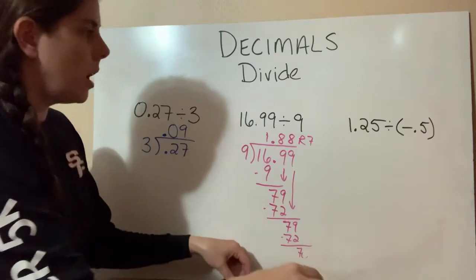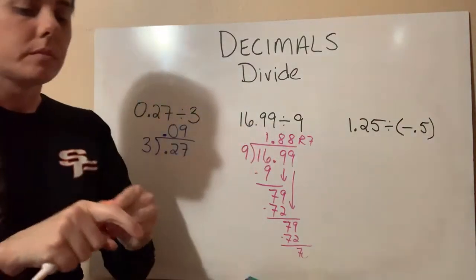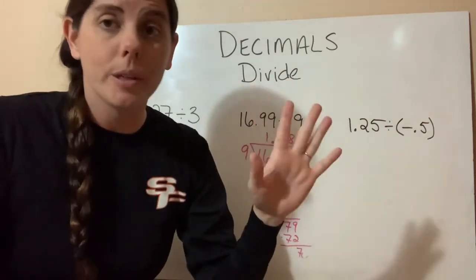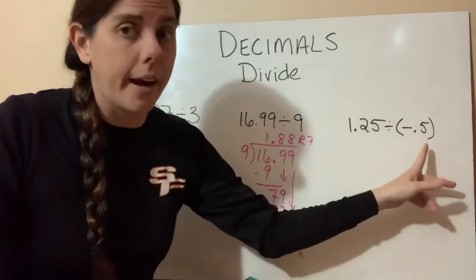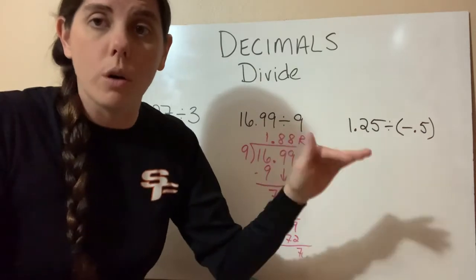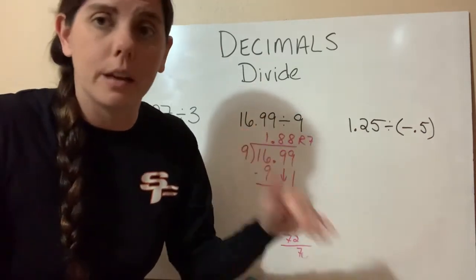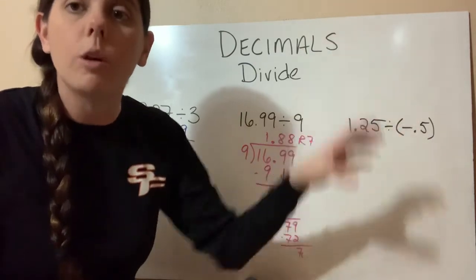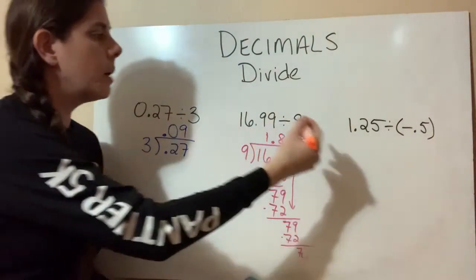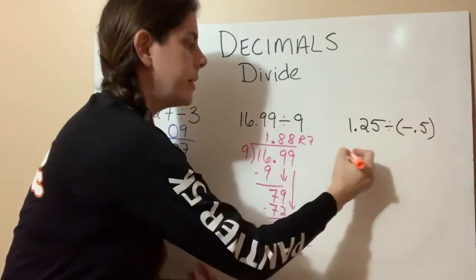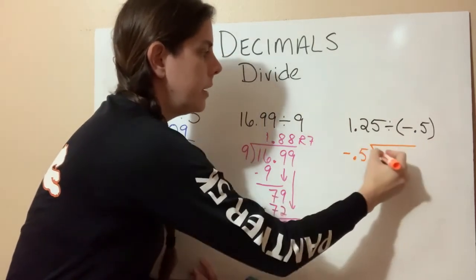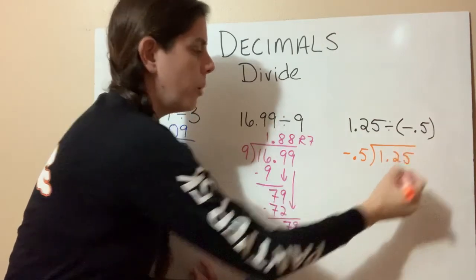So this last problem I said was going to be a little bit trickier, and it's not because this is a negative. In chapter 3, we already learned our properties of integers. A positive number divided by a negative number will equal a negative number. So we already know that our quotient, or our answer, will be negative. So how do we perform the operation? How do we get our answer? Well, we're going to set it up the same way we do here. This is our divisor. So we're going to have a negative 0.5 on the outside, and then a 1.25 on the inside.